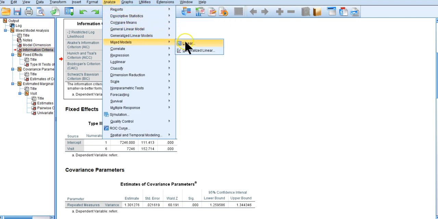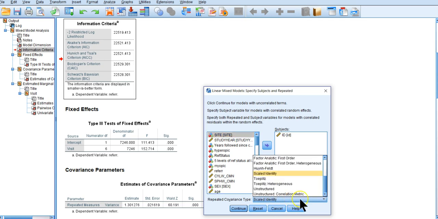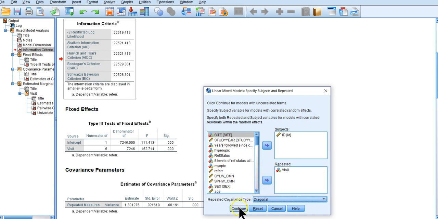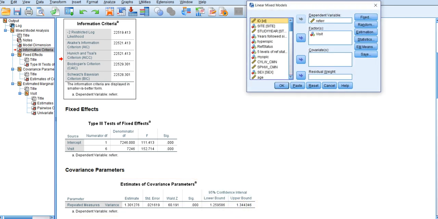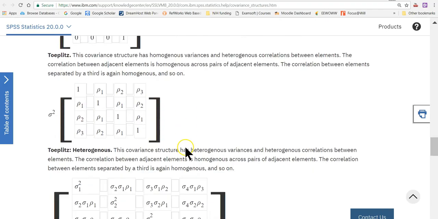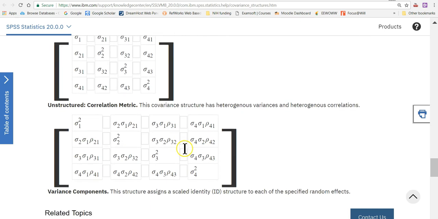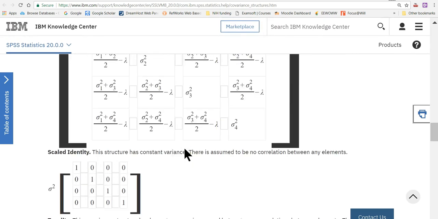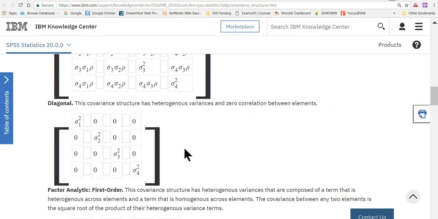In our mixed model, linear, scaled identity, let's look at diagonal. Actually, we should go through this route. So diagonal, why pick diagonal? This is diagonal.